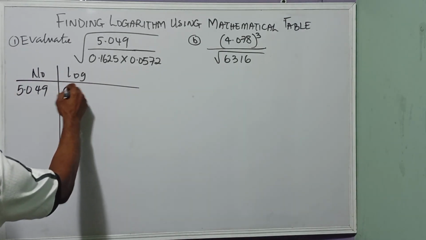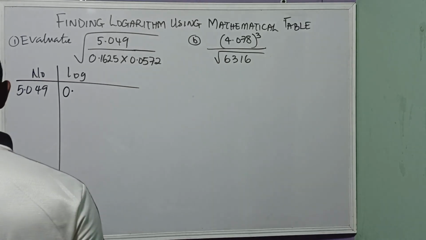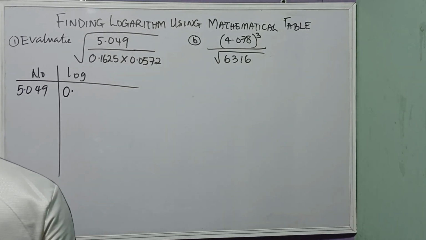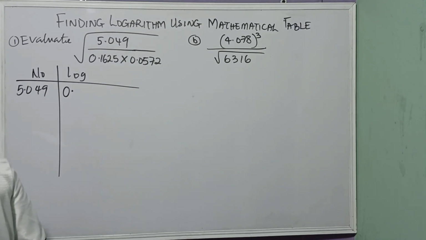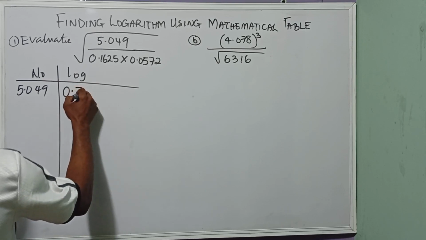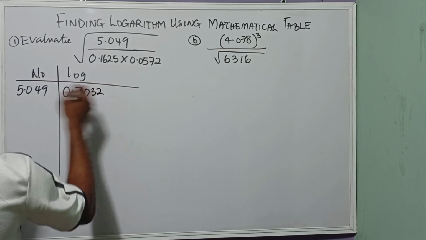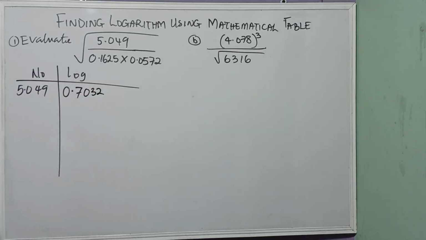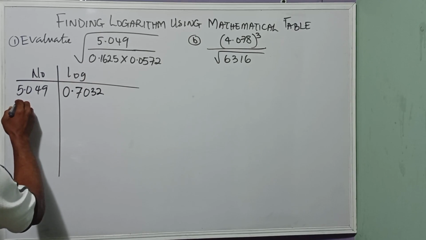this becomes our characteristic, which should be 0. Now, we are going to look for 50 under 4, difference of 9. 50 under 4 is 7024. 7024, difference of 9 gives us 8. That will be 7032. So this gives us 7032. Okay?